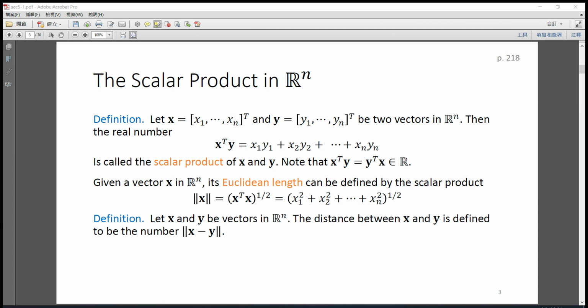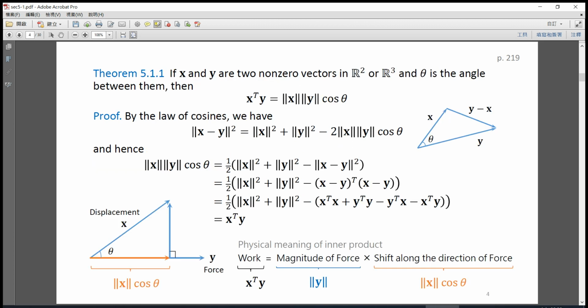Next, we define the distance between two vectors. Let x and y be vectors in Rn. Then the distance between x and y is defined to be the number, the two-norm of x minus y. We use the figure in this slide to visualize the distance between two vectors. Let x and y be two vectors in Rn. Then y minus x is also a vector in Rn. The distance between x and y is the two-norm of y minus x, which equals the two-norm of x minus y.